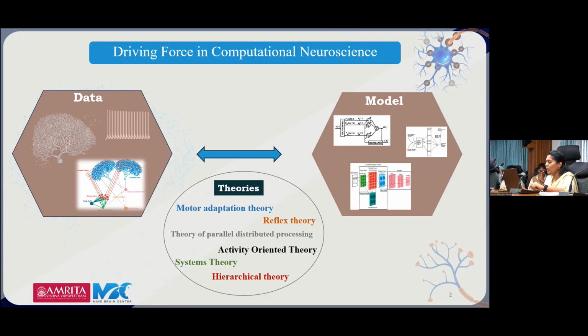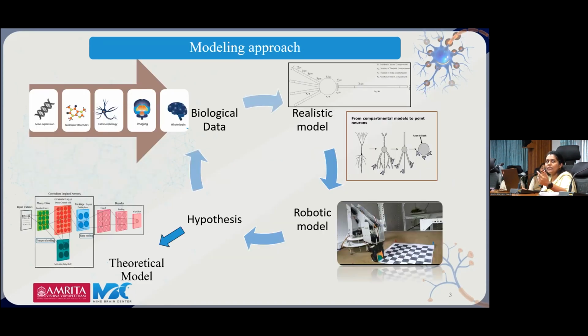Okay. So before we go into that, the modeling approaches differ across platforms. Like Professor Naldi was saying, more of a top down approach. I usually look at a bottom up approach, where I would be collecting more data and coming up with a realistic model like a Hodgkin-Huxley or a point neuron kind of model, which can be introduced to a robotic model and then come up with a hypothesis which would later lead to a theoretical model. Okay, so this is a general idea about how the modeling approach happens.